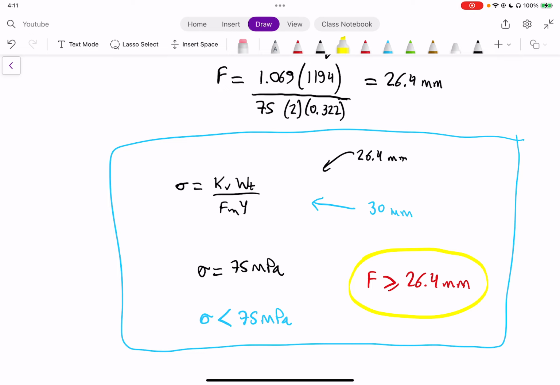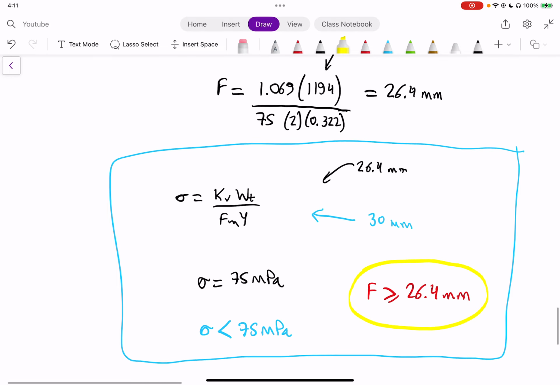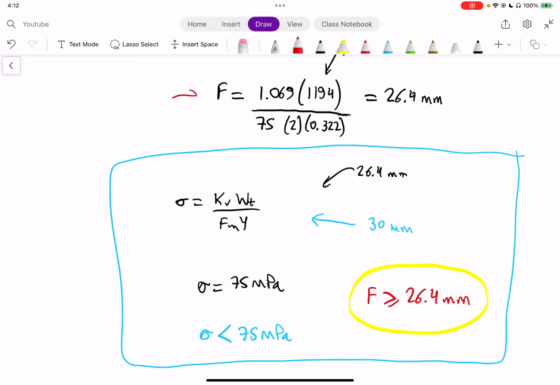Now, sometimes what happens is people could get confused and get induced into error by saying, well, if I'm looking for a face width, I'm going to plug it back into this equation instead. So some people would say, well, let me try a sigma of 80 megapascals, what happens? If you say face width is equal to all of this divided by 80 megapascals, we see that we would actually get a lower face width. And this is an incorrect methodology, so you can't use it to check your answer.